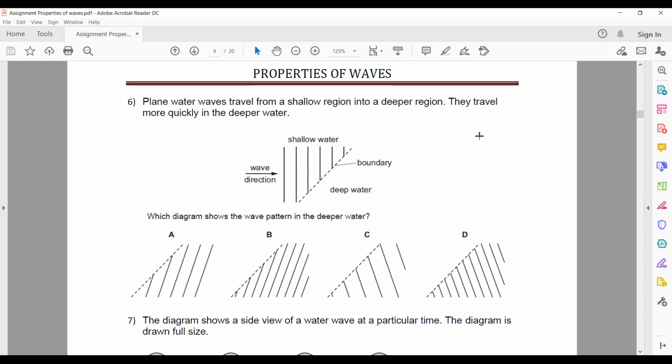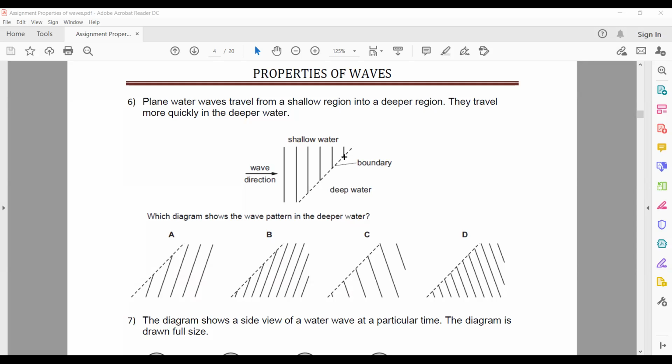Plane wavefronts travel from a shallow region to a deep region. They travel more quickly in deep water. Which diagram shows how the wave pattern in deep water will appear? B. In a deep region, they move faster. In a shallow region, they are moving slower. In a deep region, they are moving faster. Yeah, B.